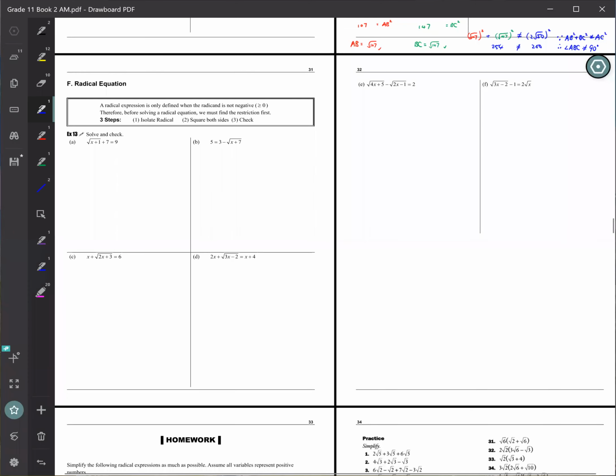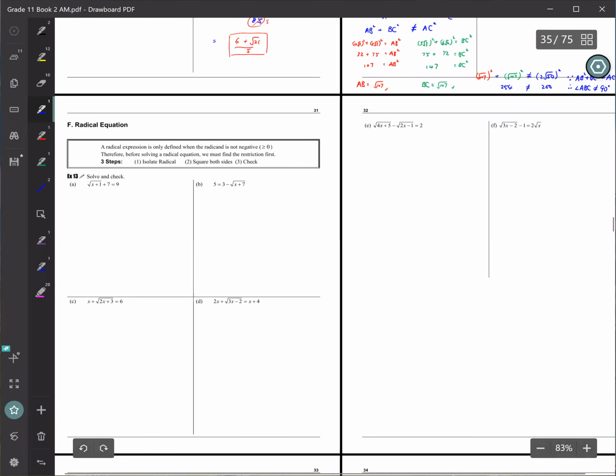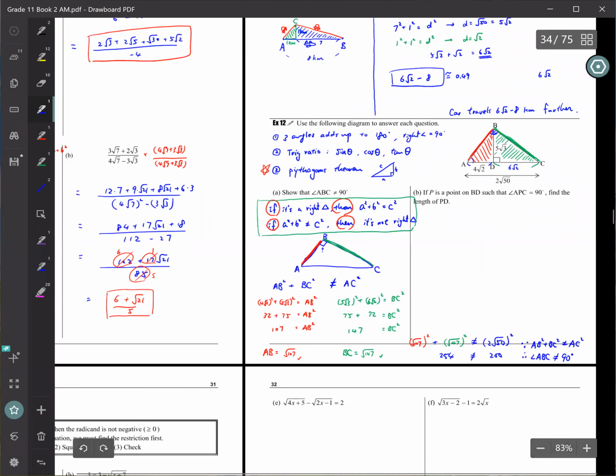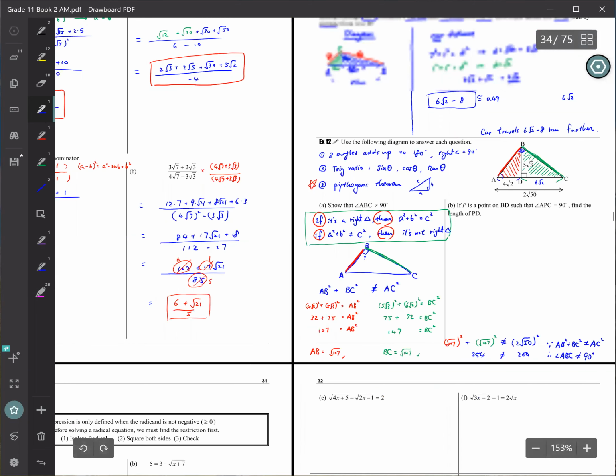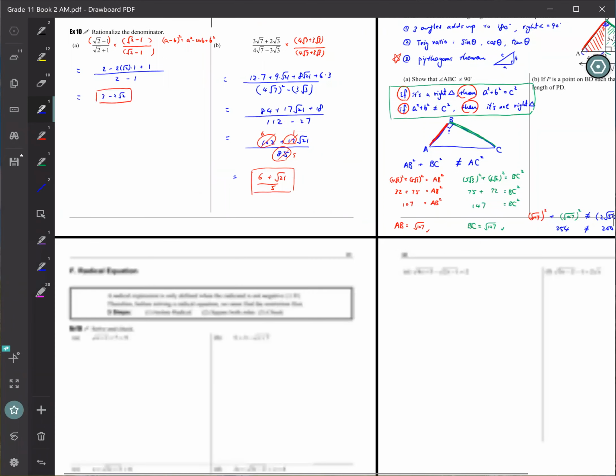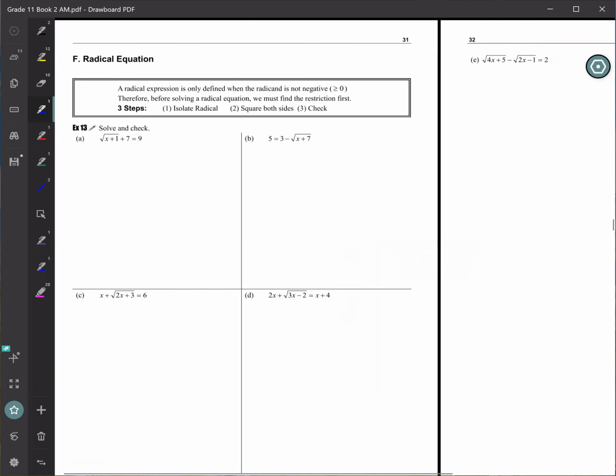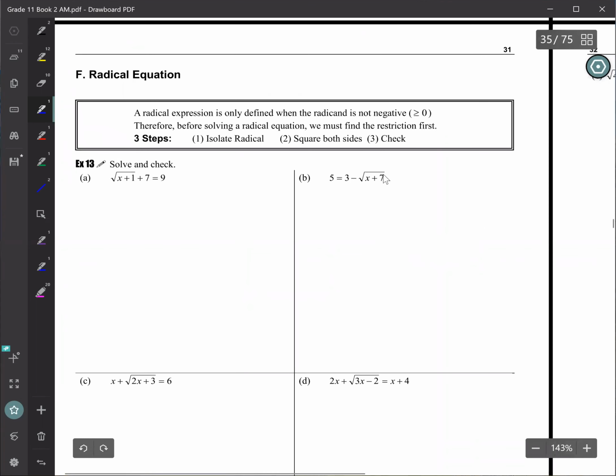So we have one last bit in the radical. For the second part, part B, we'll come back to question B if we still have time at the end. So let's go to radical equation. Equation means you need to find x. When you get an equation that has a radical, we call that a radical equation.